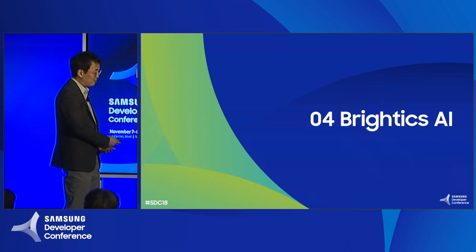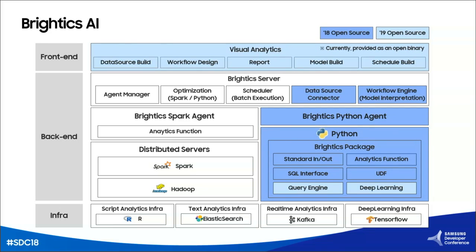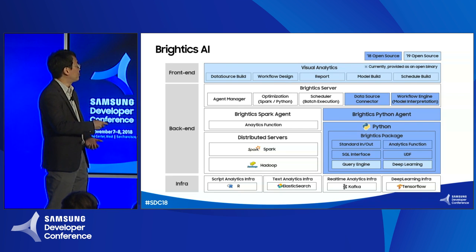Since I have only 2 minutes, I will wrap up here. So this is the Brightics AI platform. This is the whole Brightics AI platform. The front end is what you just saw. We call it visual analytics, where you can just visually perform data analytics modeling. And the back end has two parts. One is a Spark agent part, Spark architecture. The other is a Python architecture.